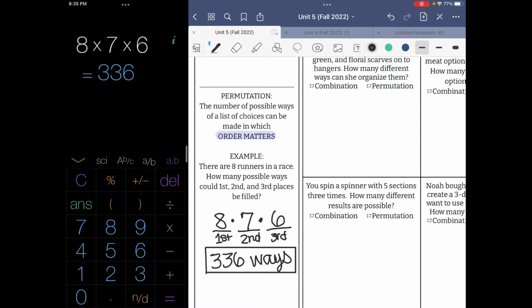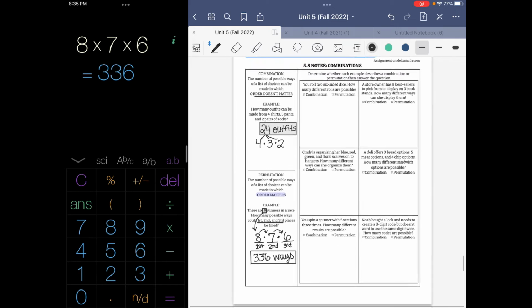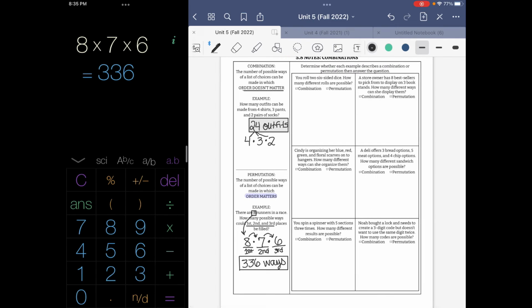So when order matters, this number is always going to go down by 1 each time. And however many you have to start with is what goes first. Then I only went out 3 places because it only asks me for first, second, and third. And we'll talk more about these as we practice over here on the right side. But basically what we have to do now is decide, does order matter or not? Because if order doesn't matter, that's a combination. And if order does matter, it's a permutation.